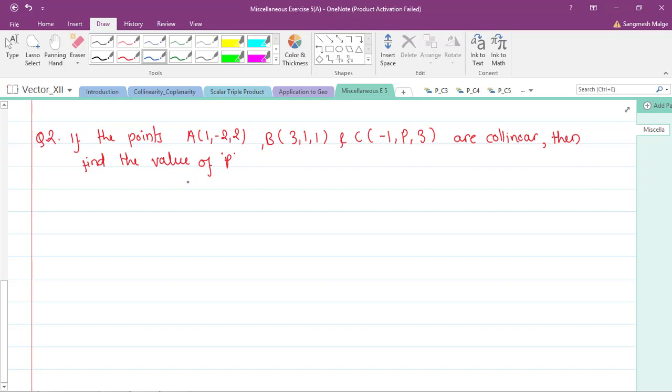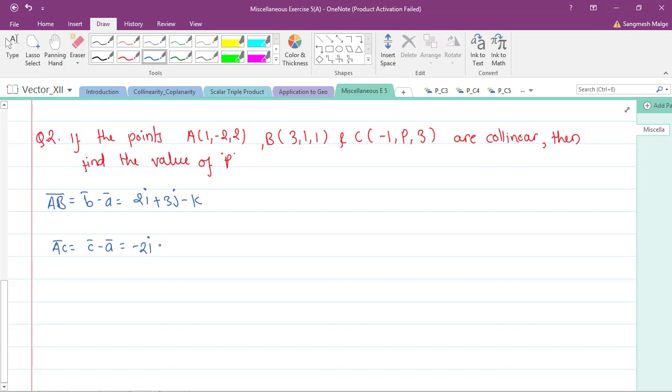So what can you use? You can use the scalar multiple concept here. Let's find AB bar, which is B bar minus A bar: 3 minus 1 is 2i, 1 plus 2 is plus 3j, and 1 minus 2 is minus k. AC bar is C bar minus A bar, which is minus 1 minus 2i.